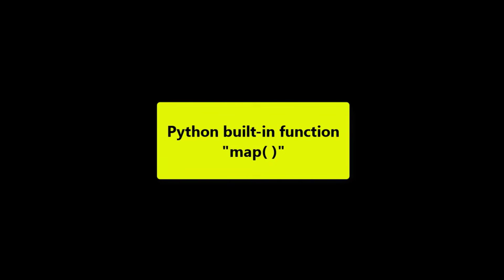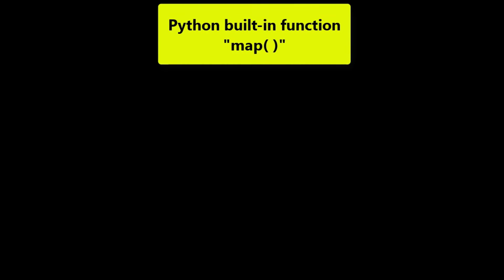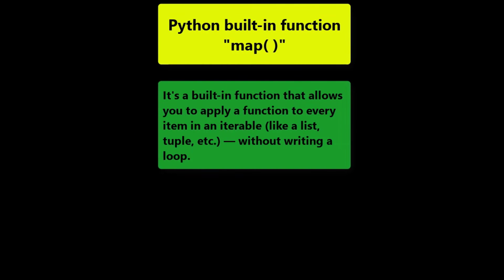Hi guys, today we will learn about the Python inbuilt function that is map. What it does is it applies a function to all the items given as an argument in an input list. So what is the syntax for this map?